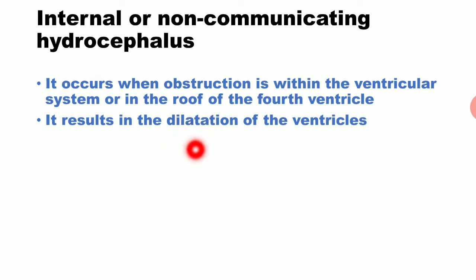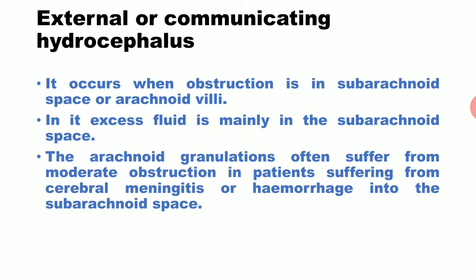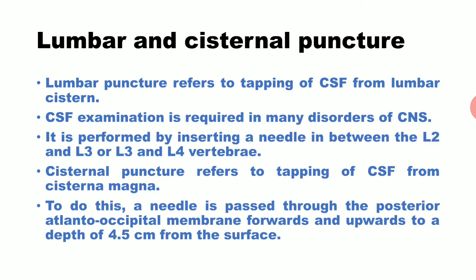It results in dilatation of the ventricles. External or communicating hydrocephalus occurs when obstruction is in the subarachnoid space or arachnoid villi. In it, excess fluid is mainly in the subarachnoid space. The arachnoid granulations often suffer from moderate obstruction in patients suffering from cerebral meningitis or hemorrhage into the subarachnoid space.